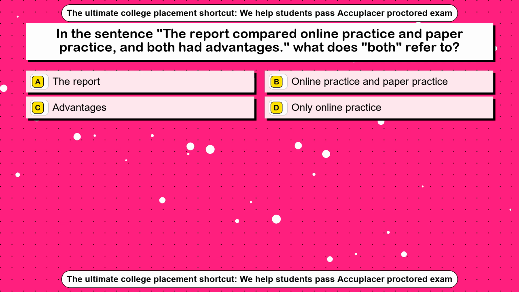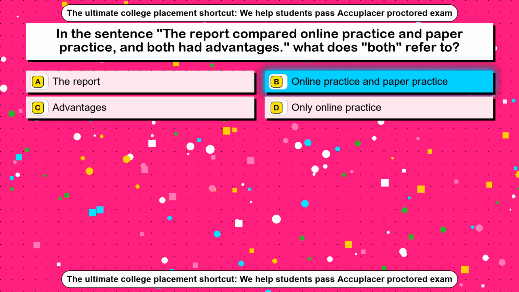Question 88. In the sentence, the report compared online practice and paper practice, and both had advantages. What does both refer to? Option A, the report. Option B, online practice and paper practice. Option C, advantages. Option D, only online practice. The correct answer is option B, online practice and paper practice.